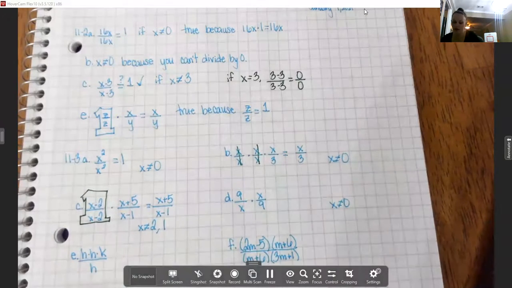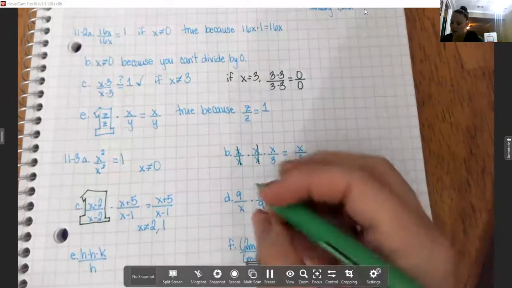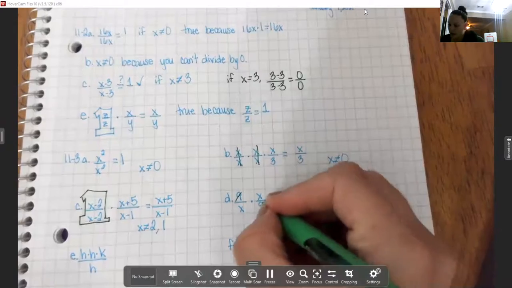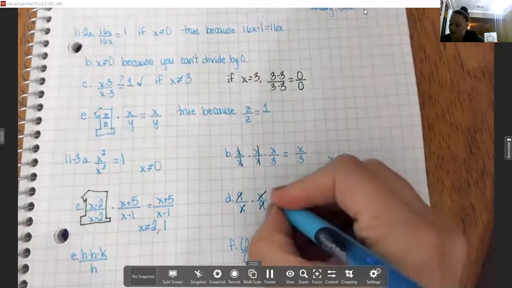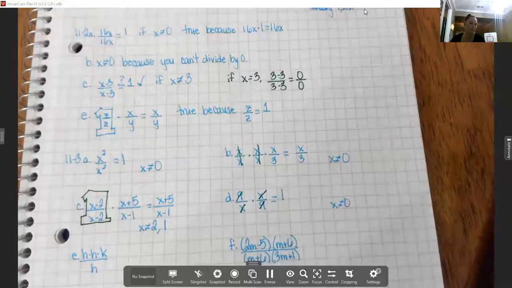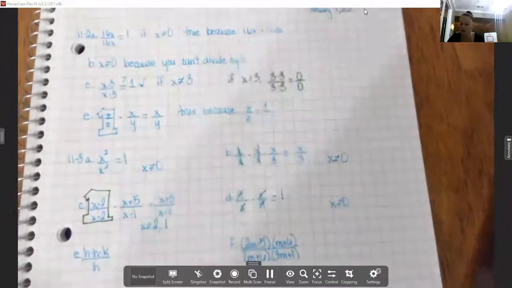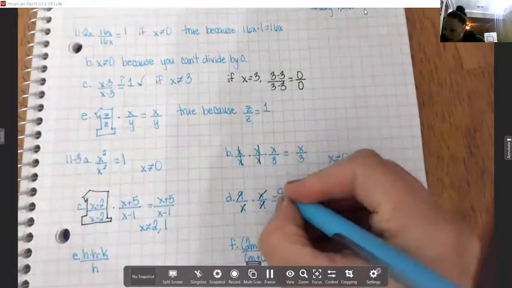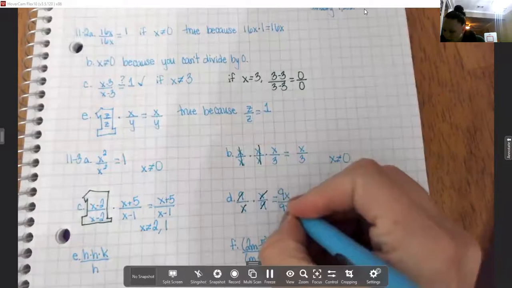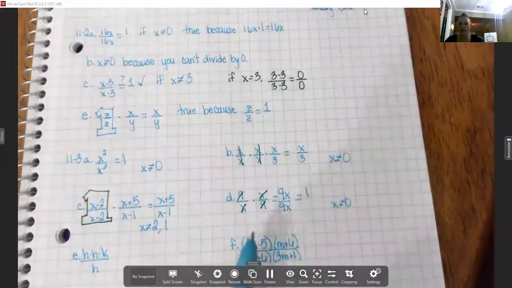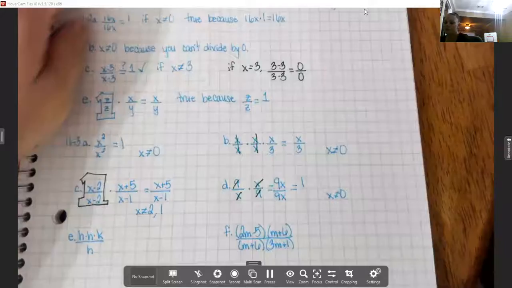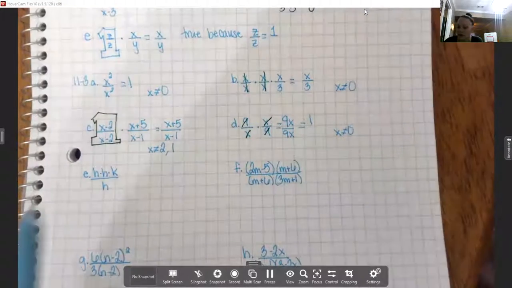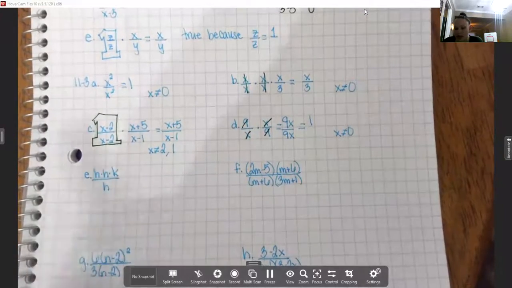And then we can cross simplify here. This 9 on top and 9 on bottom go away. X on top, x on bottom go away. So this is just equal to 1. Or if you multiply straight across, this is 9x divided by 9x, which is 1. So you can either simplify at the beginning or at the end. It doesn't matter.